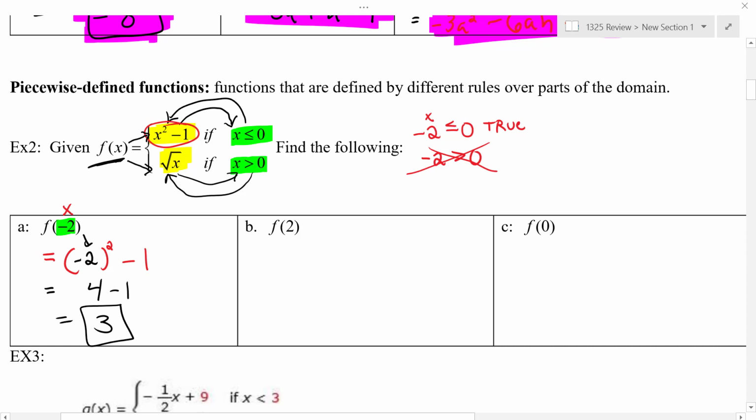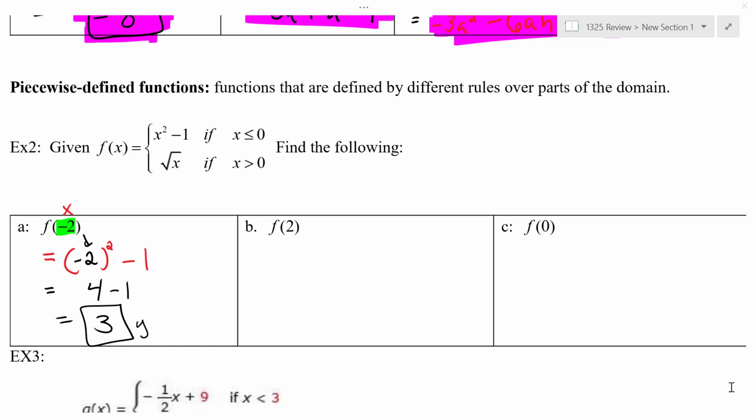Notice that for every x value that goes into this function, only one answer comes out for the y value. And that's the definition of a function. For every one x, we only get out one y at a time. Now let's look at part B.